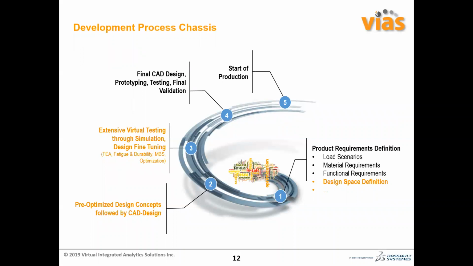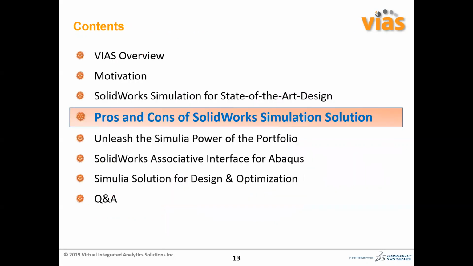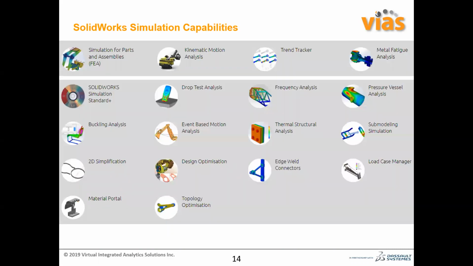Until now, the designer is following this process, and that is quite good. SolidWorks really provides a great set of tools up to this phase. But there are certain pros and cons of SolidWorks Simulation, which we are going to discuss in a later slide. The SolidWorks Simulation capabilities are bundled like this: you can do a simple part or assembly analysis with FEA, you can do a simple kinematic motion analysis, you can do the train taker.